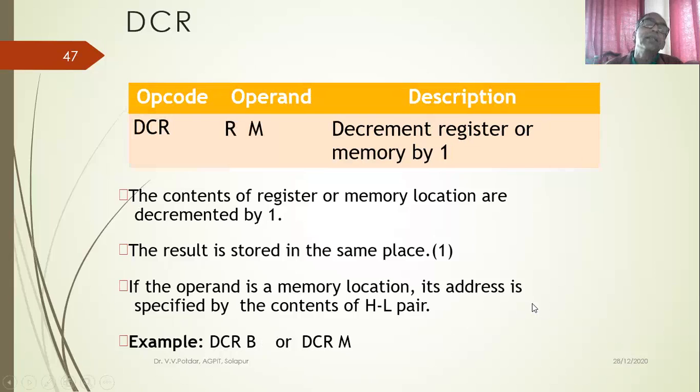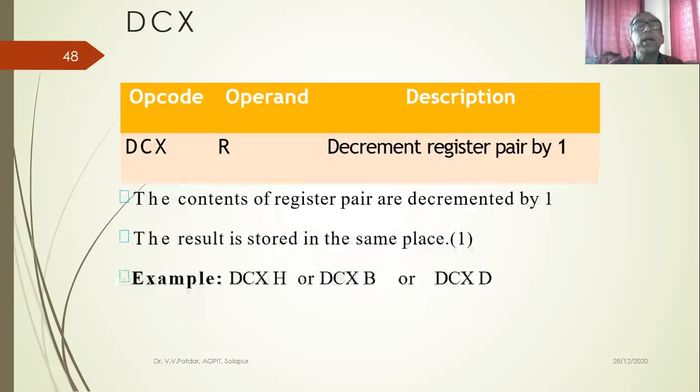Next instruction is DCR, that is, opcode is DCR, operand is R and M. Decrement register or memory by 1. The contents of the register or memory location are decremented by 1. The result is stored in the same place. If the operand is a memory location, its address is specified by the contents of the HL pair. Example is DCR B or DCR M.